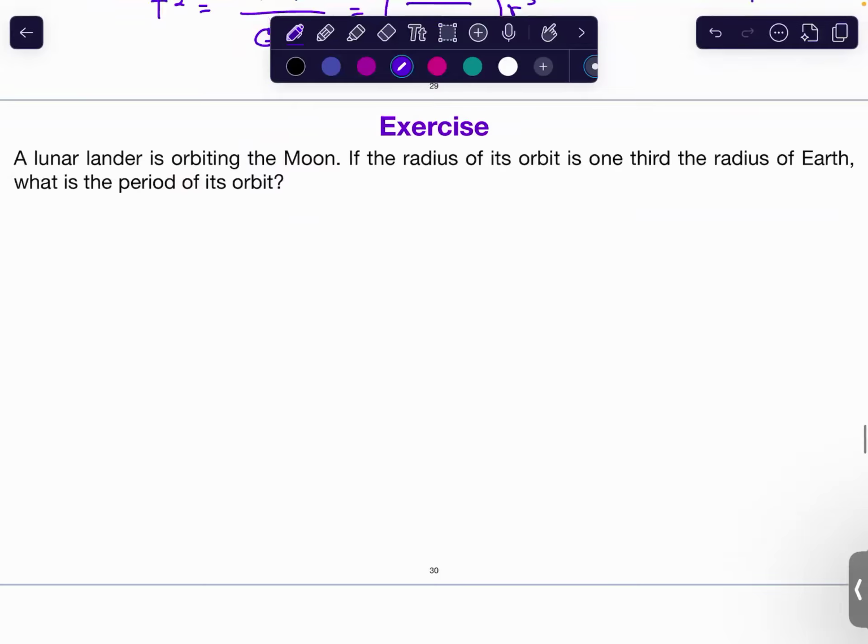So let's say a lunar lander is orbiting the moon. If the radius of its orbit is 1/3 the radius of Earth, what is the period of its orbit?